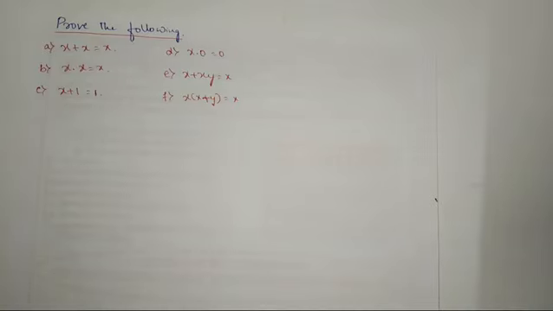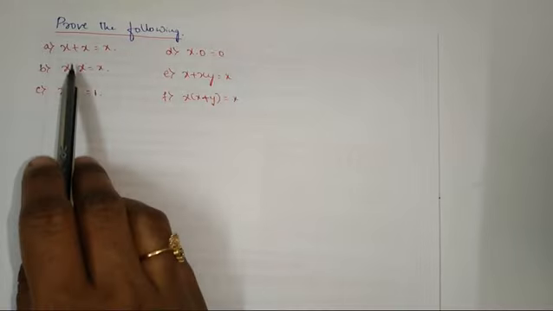This is the fifth video of the DDCO module 1, that is Introduction to Digital Design. In the last video we had seen the theorems and the properties of Boolean algebra. There were 10 properties. So in your examination, the examiner may ask to prove some identities or some theorems.